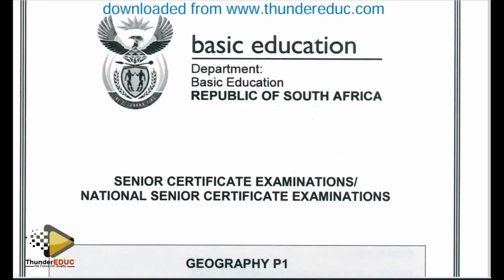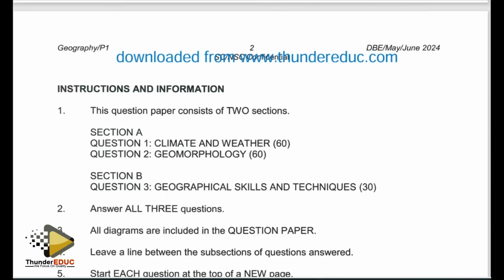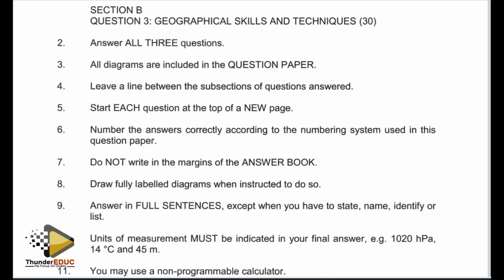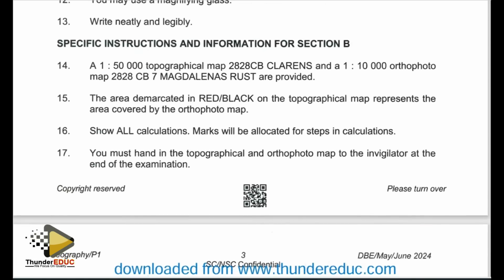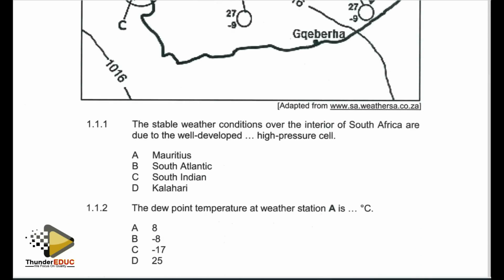As usual, our paper is structured into two sections. The section for theory is made up of 2 questions of 60 marks each to make 120. That is our climate and weather, the first question, and the second question, that is geomorphology. Section B is a question on geographical skills and techniques, which is Memo. Right, we are going to start with the first question on climate and weather, which is question number 1.